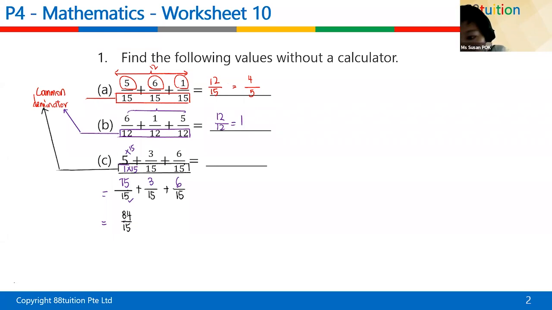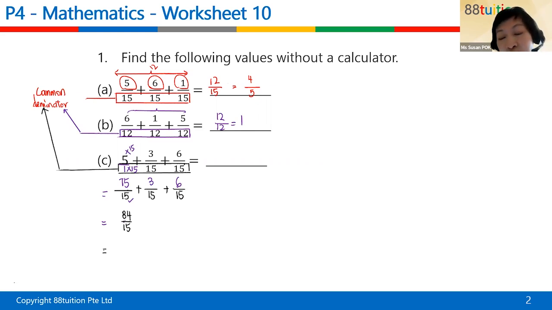So 84. What can you do now? Who can tell me? We change it to what? There are things you can do. Either you change it to a mixed number. Oh, no, wait. 15 divided by 84. No, it's 84 divided by 15. Good. AG is fast. So 84 divided by 15.